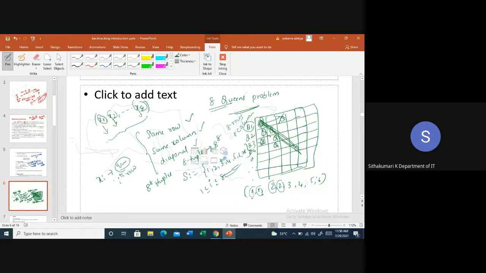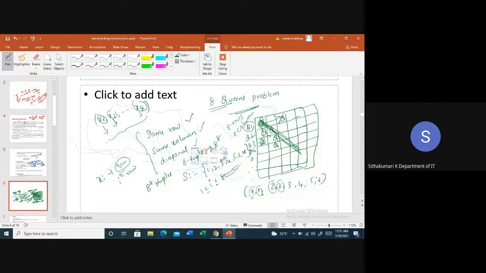So for that, what restriction do you need to place on this set now? Each and every xi value should be unique. No two xi's can have the same value, because all the queens must be on different columns. So we can say each xi should be unique. No two xi's can have the same value. Here, no two queens can be diagonal. No two queens can be on the same row and the same column. So these are the things.